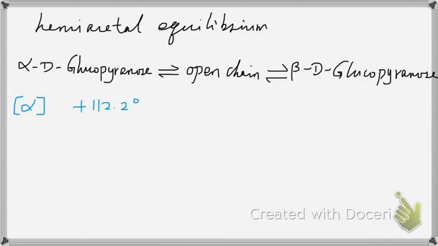And something is very interesting. For their optical rotation, alpha-D-glucopyranose has a positive 112.2 degrees, while the beta form is only positive 18.7 degrees. Well, if you put a pure alpha-D-glucopyranose in solution, the initial optical rotation will be the number shown here, 112.2.